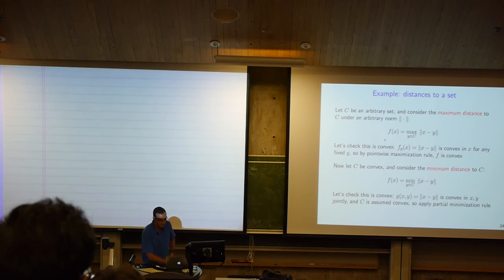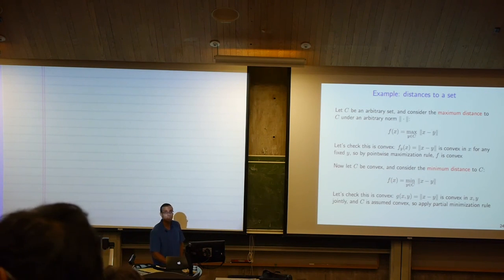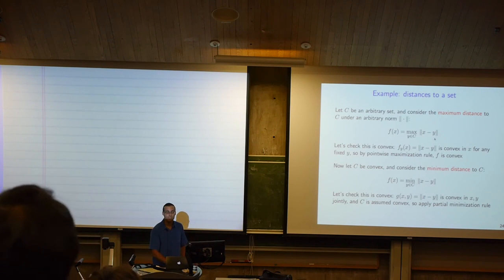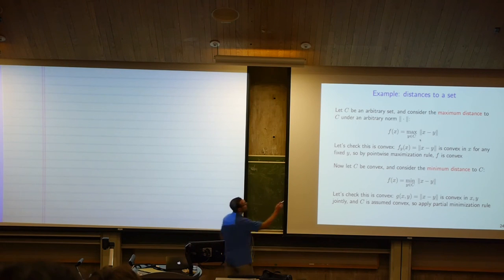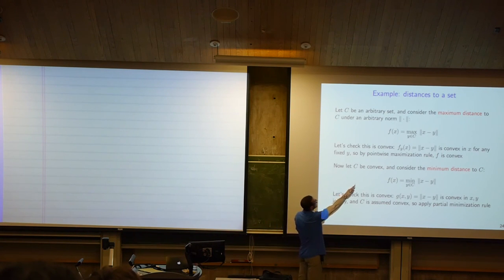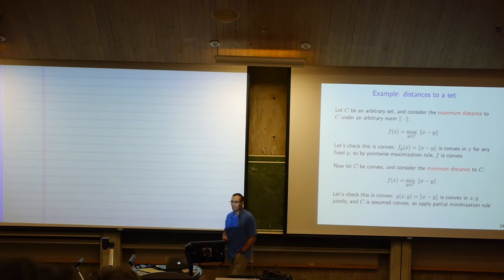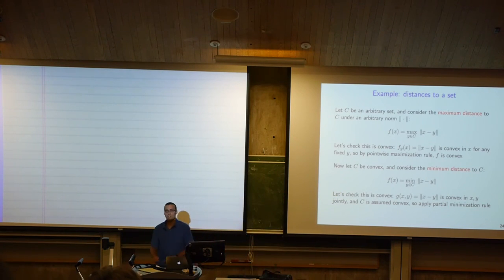Why is that the case? It's because for any fixed y, this function, the norm of x minus y, is convex. Because it's just, well, I guess do we get to the affine composition rule? I mean, that's not too hard to check that it's convex on its own. The norm of x minus y is convex. I already told you the norm of x was convex. This is just changing the offset. Okay, so by the pointwise maximization rule, f is convex.